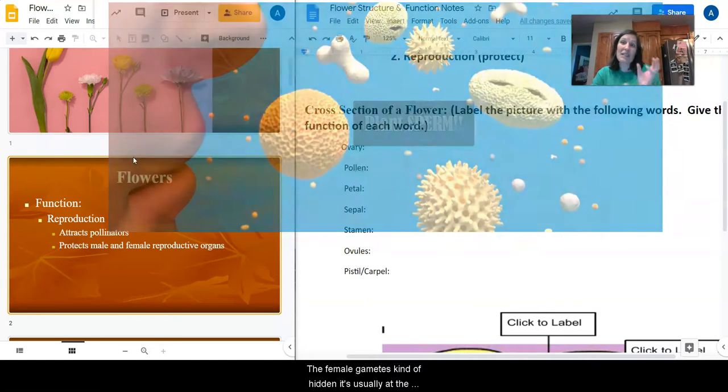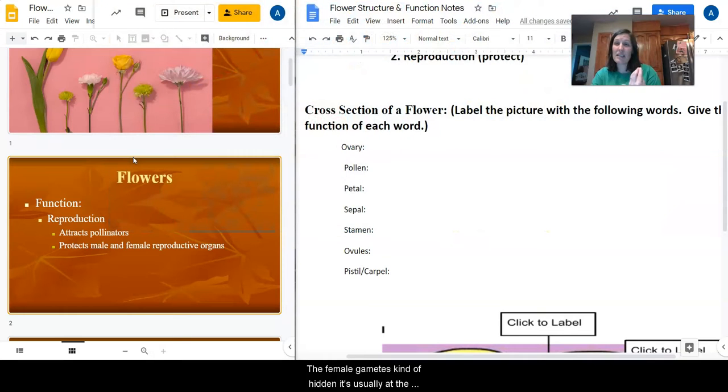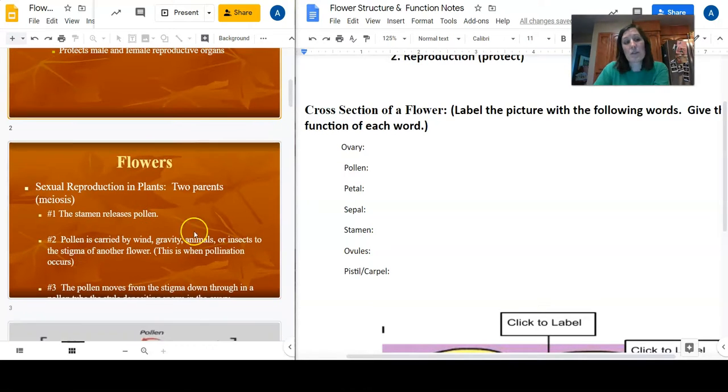The female gamete's kind of hidden. It's usually at the base of the flower. And so the pollen will somehow attach, and then the pollen makes a pollen tube down. But the key that you need to understand is there are two parts in plant reproduction. So there's the male parts.